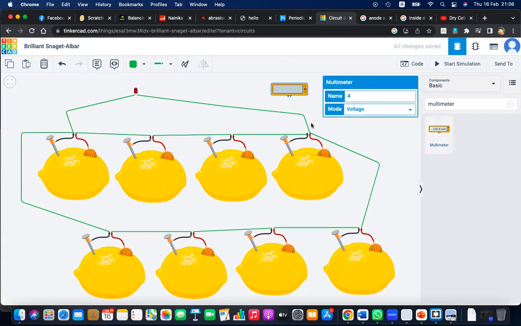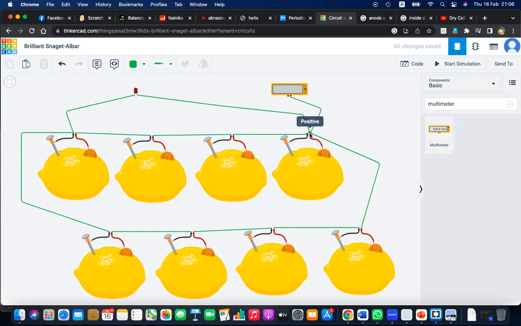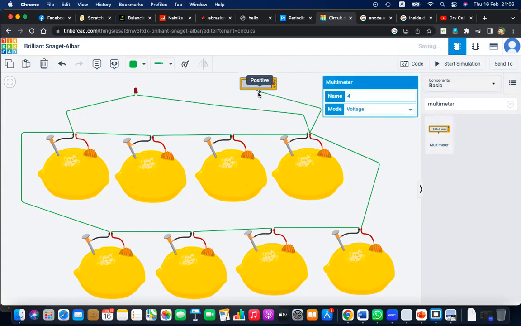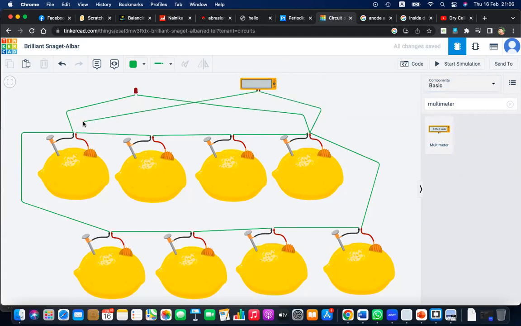If you still measure, the voltage is very low. So maybe around 2. So let's simulate. You can see it's 1.66. Not even 2. Very weak battery. You can increase maybe one more lemon battery.